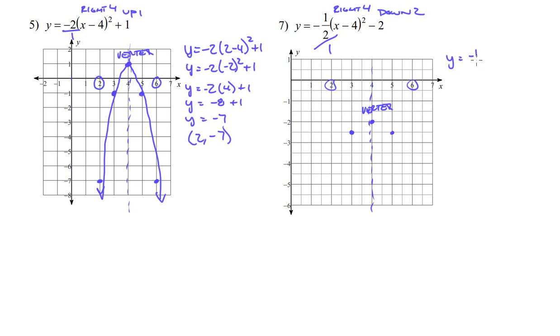y equals -1/2 of (2 minus 4) squared minus 2. So -1/2, 2 minus 4 is -2, squared, minus 2. So we get -1/2, and -2 squared gives us 4. We're going to do the multiplication before we do the subtraction. So a negative times a positive is a negative. 1/2 of 4 is 2. Minus another 2 gives us -4.